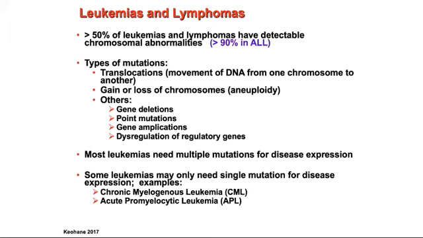Most leukemias need multiple mutations for the disease to be expressed. Some leukemias only need a single mutation for disease expression. For example, chronic myelogenous leukemia, CML, and acute promyelocytic leukemia. Both of these leukemias have one consistent translocation, which is enough for the development of the leukemia. We will talk about CML and APL in later chapters.